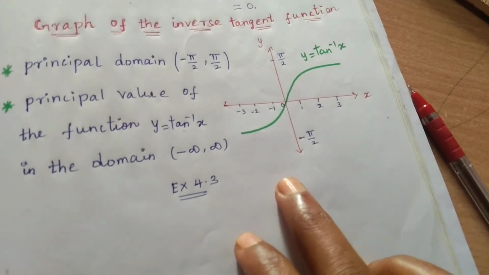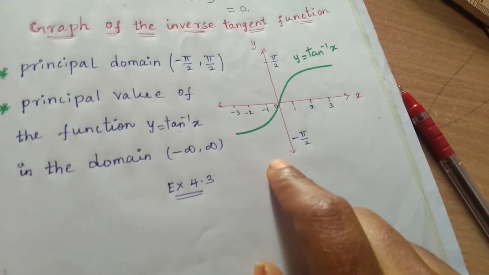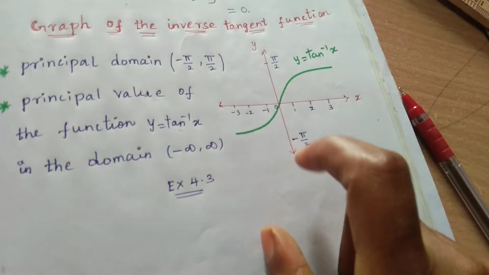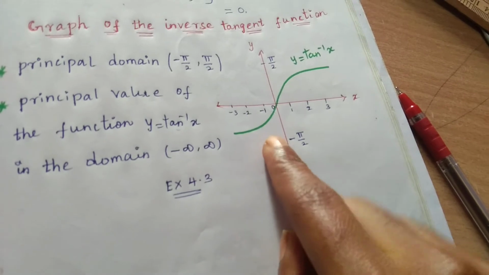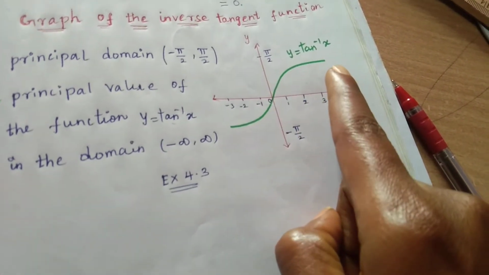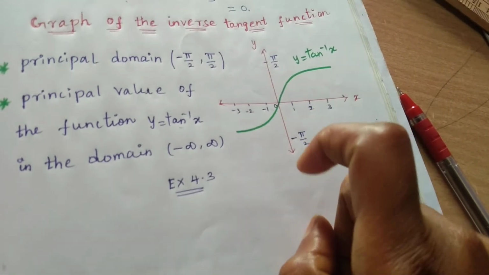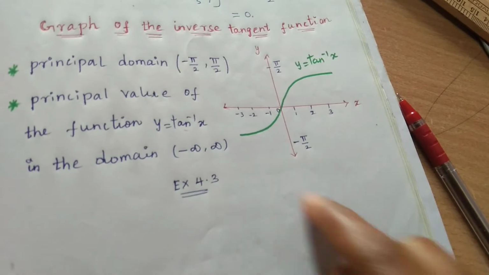We will see the graph, x-axis, y-axis, the function in the interval minus pi by 2 to plus pi by 2. The tan inverse function is increasing and decreasing in the interval of minus pi by 2 to plus pi by 2 only. This is the graph of the tangent function.